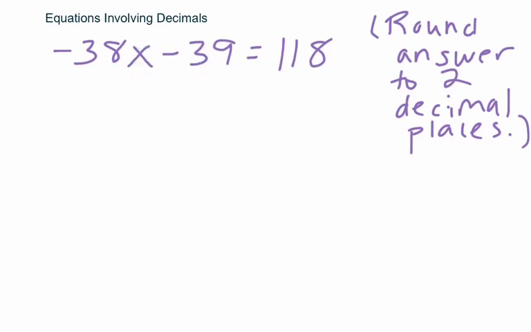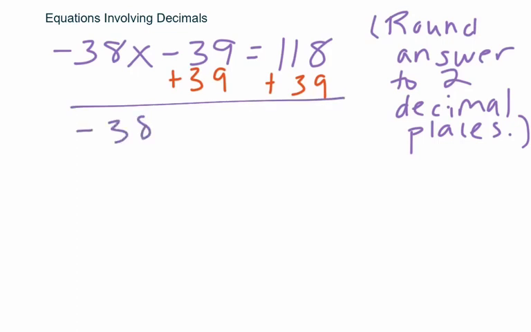So here's the x. The x is what I'm trying to get by itself. It's being multiplied by negative 38, and then we're subtracting the 39. So we want to kind of undo those things, and we'll start by adding the 39 to both sides. And this gives us negative 38x is equal to 157.